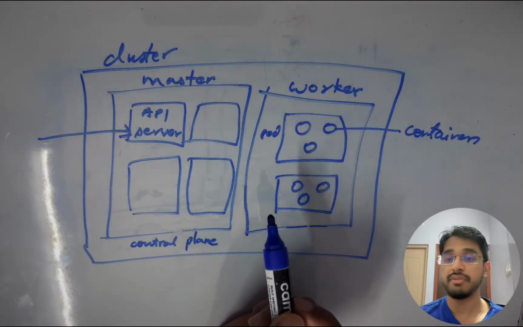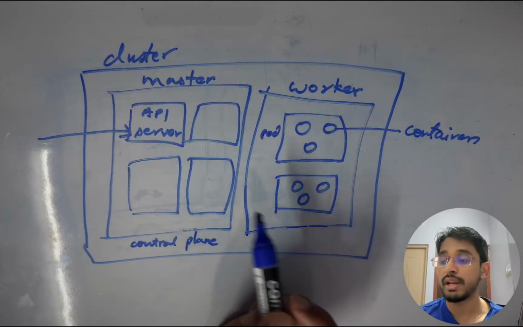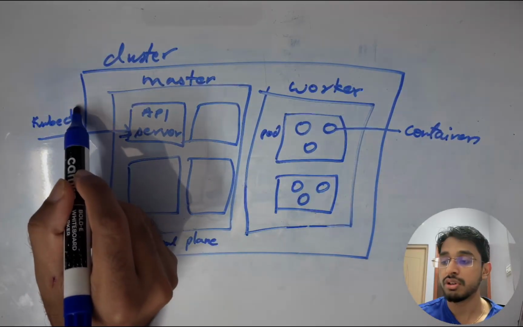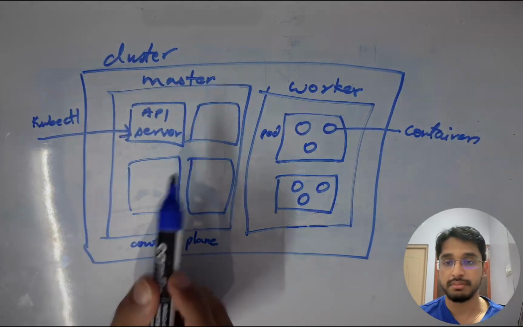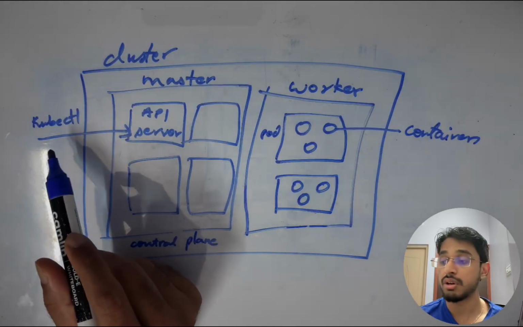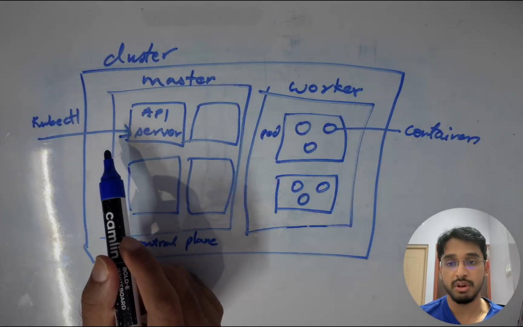We have a command line interface called kubectl, short for kube control. Whenever we start a Kubernetes cluster, we get access to the kubectl command line in order to communicate with our Kubernetes cluster.